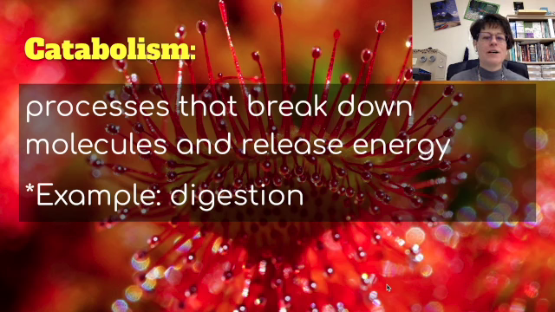Catabolism includes processes that break down molecules and release energy. Example, digestion. And in the back here, I have a sundew leaf. This is an insectivorous plant. Insects will land on these sticky little things sticking out of the plant, and there are digestive enzymes on there, so it will break down the insect. That is catabolism.